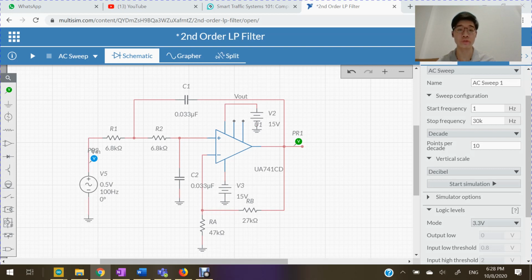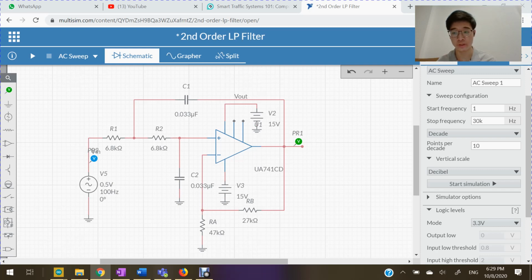Alright, so what I'm going to do today is a simulation on Multisim Live for a second order low pass filter. When we study the characteristics of a filter through simulation, what we like to see is two things. The first is an AC sweep, or AC analysis, and the second is the transient response analysis. I will show you these two types of simulation from my simulation circuit here.